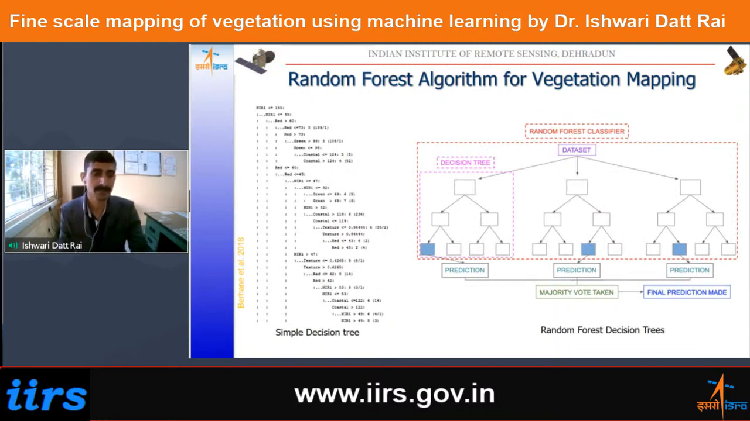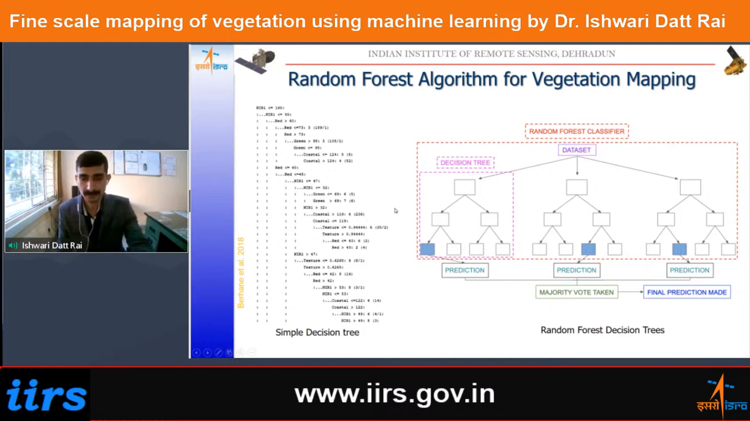Another example to understand is a simple decision tree where values of different remote sensing imagery bands are provided, and the root node will further split as a single tree. But in the case of the random forest classifier, you can see one decision tree here, then another decision tree, then another. Each tree will predict one class or assign a label, and based on the majority of the votes, the final prediction will be made for a particular pixel on the image.